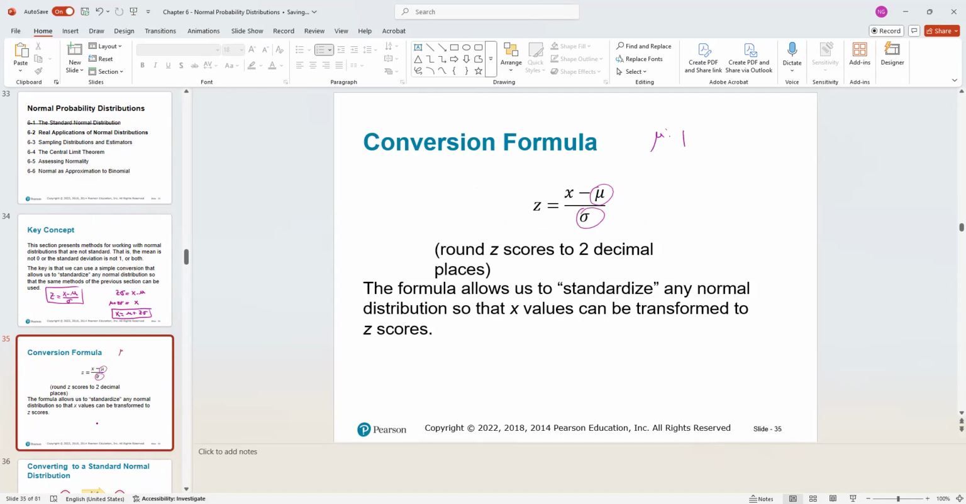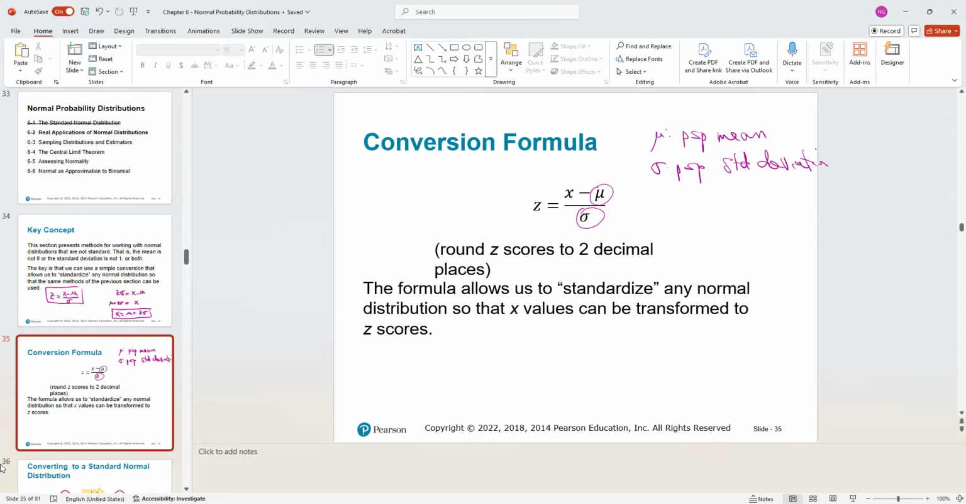Remember, this is the population mean, all right? And this is the population standard deviation, right? So you can use these two to convert any given x to z. All right. So very, very important. The formula allows us to standardize a normal distribution so that x values can be transformed to z-scores.